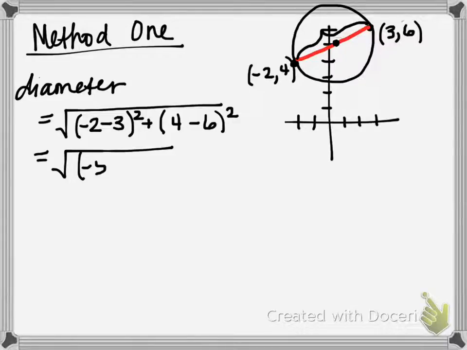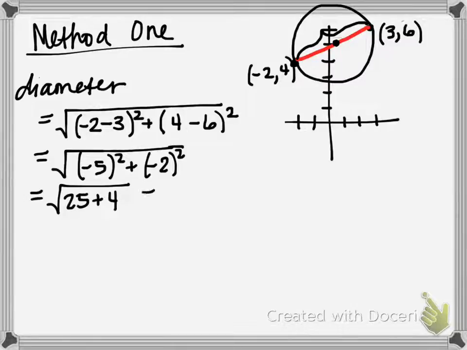Simplifying, we have -5, the quantity squared, plus -2, the quantity squared. So we end up with 25 plus 4, which is the square root of 29. So again, remember, that is the diameter of our circle. That's the exact form, square root of 29.